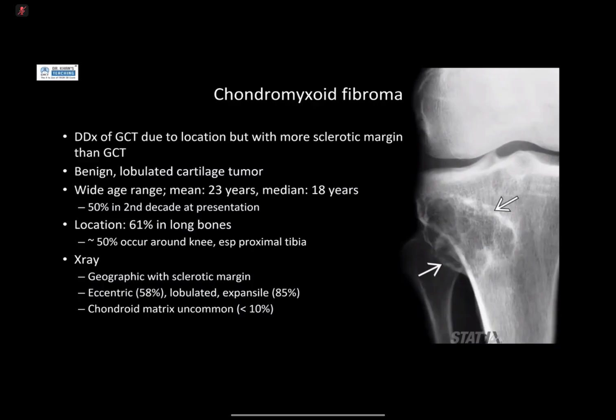And here you can see a geographic, lobulated lesion with a sclerotic margin. They tend to be eccentric and expansile, but you don't tend to see that chondroid matrix. The name is a bit of a misnomer, actually, so they tend to be predominantly lucent with that lobulated, bubbly appearance.